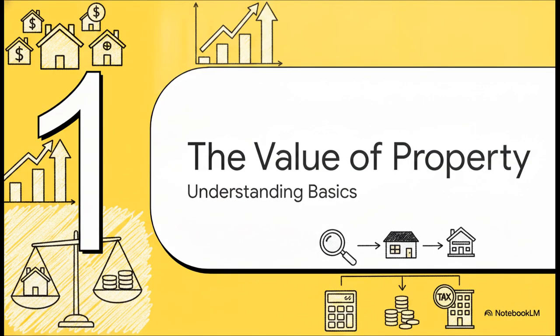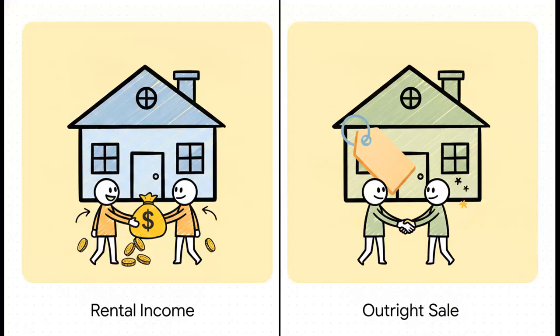Section 1. The value of property. Understanding the basics. So, to really grasp property rates, we have to look at the two distinct ways assessors actually look at real estate. First up, we have annual value, or AV. This one's all about income potential. Think of it like the rent a landlord would collect over an entire year, assuming they're the ones handling things like insurance and maintenance.